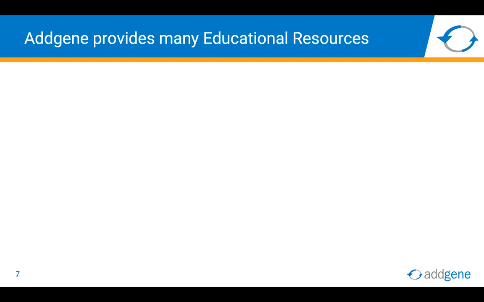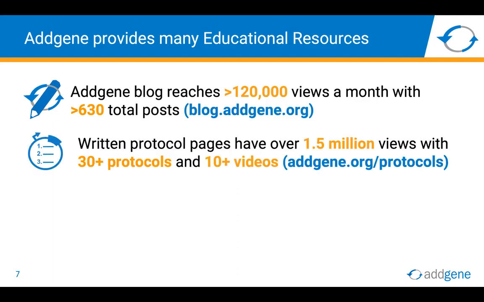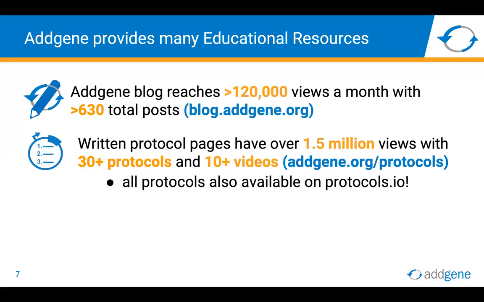And so our educational resources, which I mentioned earlier, include our blog, which gets over 120,000 views per month. And many Addgenies contribute to writing these blog posts, but we also frequently have guest blog posts written by scientists in the community. So if you have any interest, please feel free to reach out to us about that. We also have over 30 written protocols and over 10 protocol videos that you can see on our protocol page. And if you are a Protocols.io user, you can also find all of our protocols there.